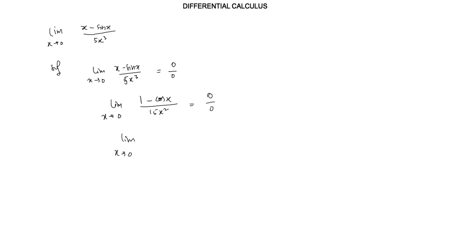Again, when you apply x as 0, you get 0 by 0. Again, differentiate with respect to x by L'Hopital's rule. So limit x tends to 0, cos becomes sine, so plus sine x divided by 30x. Again, this would be 0 by 0. So again, differentiating with respect to x, this would be cos x by 30. So when you put x as 0, I get 1 by 30.